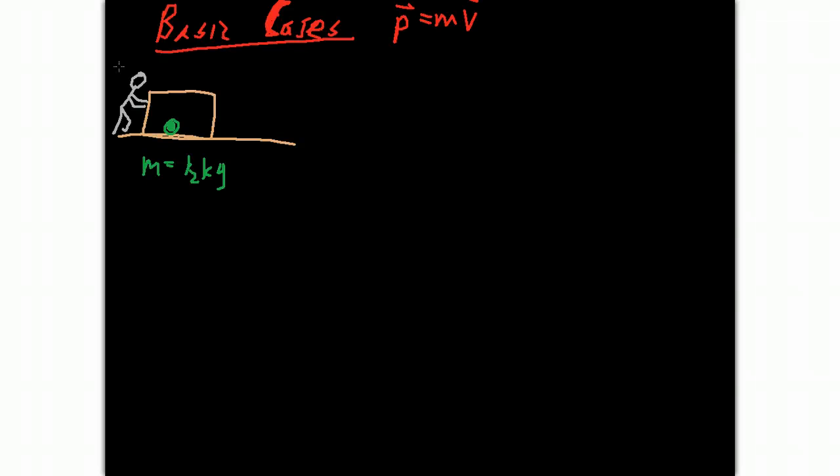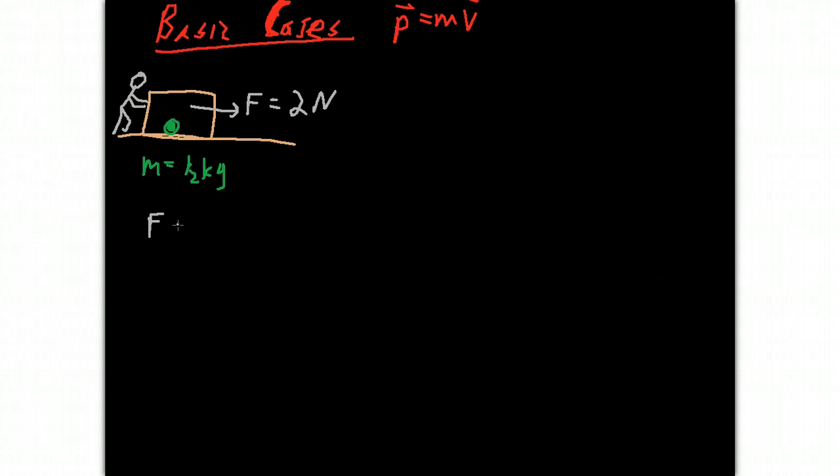And this person pushes with a force on the box of, let's go with 2 newtons. So one of the things that we can do is we can try to figure out, well, if we push for a certain amount of time, how much momentum will this thing have? So let's just go through that. If this is the only force acting, we ignore frictional forces, or we say that this is the net force that the person is able to apply once we account for friction.